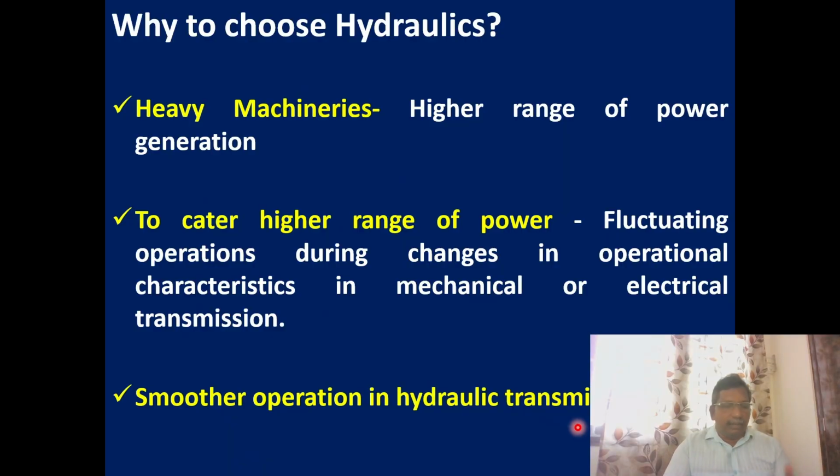Why do we choose them? In pneumatics, because of its low cost, easy availability, and very fast approach, we choose pneumatics. So why do we prefer hydraulics in some other places? Because of the high range of power generation. In the first slide, we discussed the need of the industries. Today's industries need high precision, and heavy machinery is used, so they need a high range of power. Also, they need to handle fluctuations in operation, changes in mechanical and electrical characteristics, and smooth power transmission. That is all we get in hydraulics. That's why we choose hydraulics.